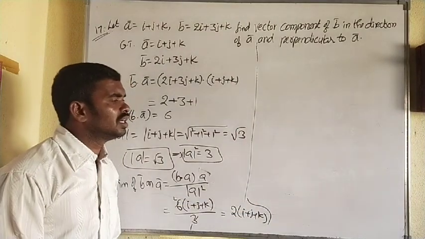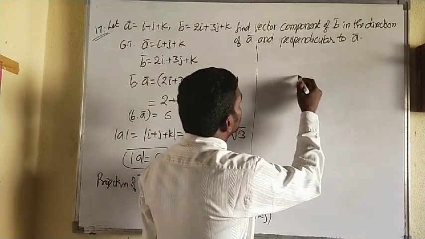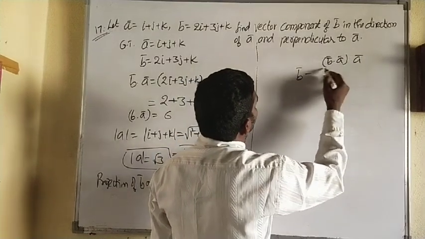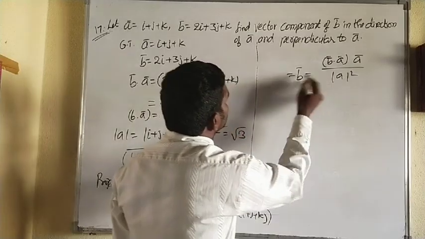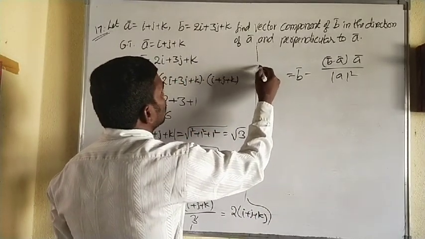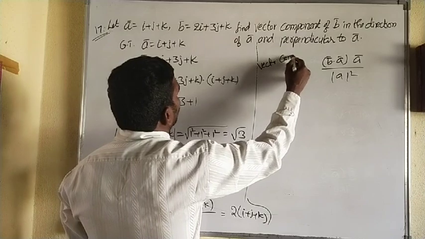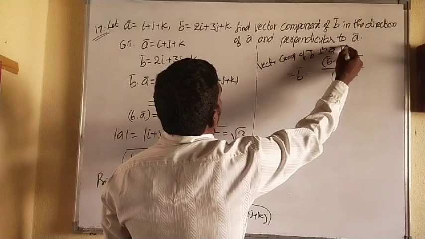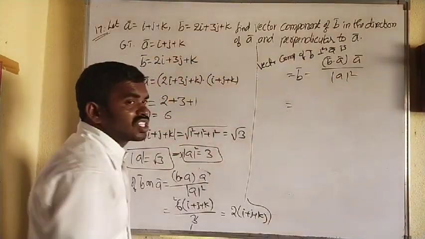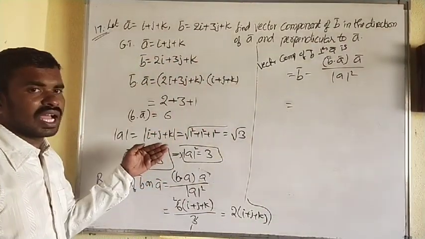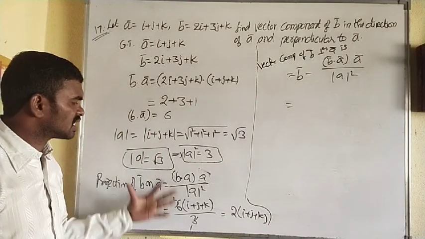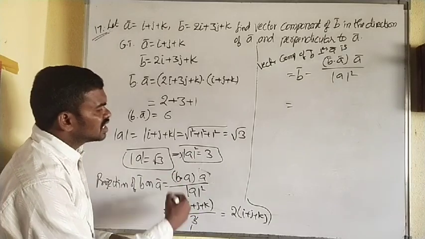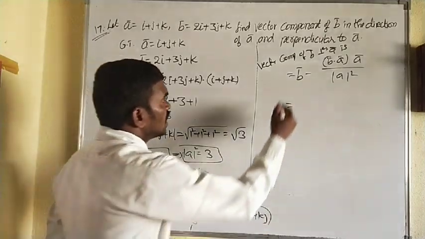So what is the formula for the vector component of b in the direction of a bar? Same formula, but a small difference. For the vector component of b bar perpendicular to a bar, it is b bar minus (b bar dot a bar) into a bar by mod a square. This is the formula. So we can use everything as usual. What is b dot a? What is mod a? Same as usual. Find the projection of b on a. After getting this information, we got it as 2 into (i plus j plus k). And b bar means what?